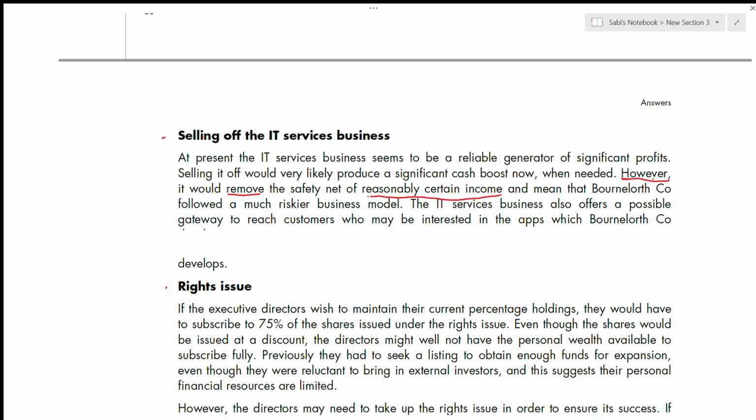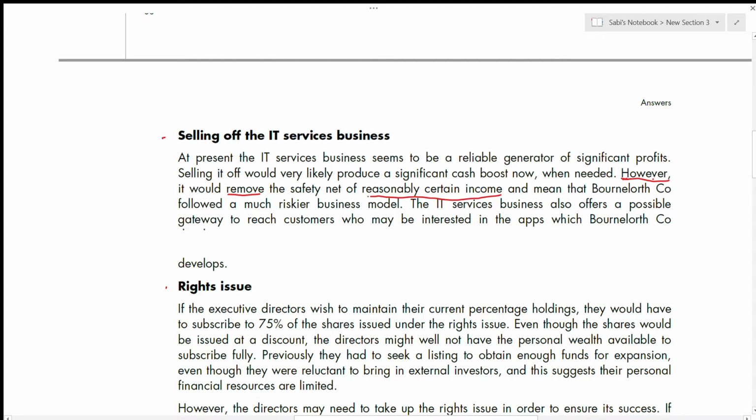It removes the safety from you. When you are receiving a certain amount of income, when you're sure, when it's certain, there is a safety. But when you're not, you're selling it off, the safety goes off. It is removed, right? No security is there now. And it means that the company followed a much riskier business model. This is more risky now.